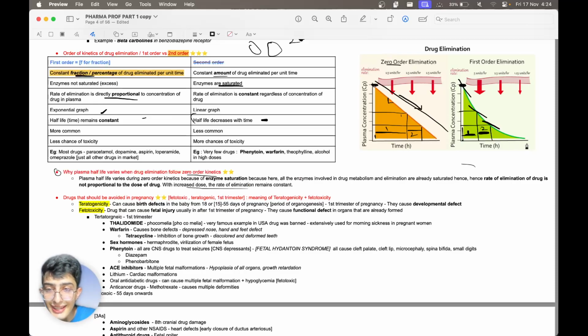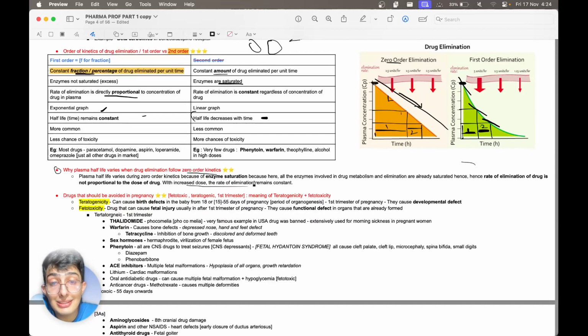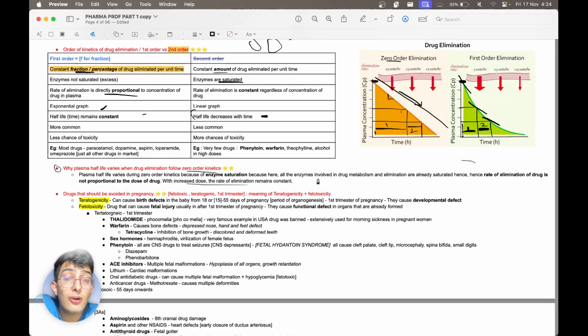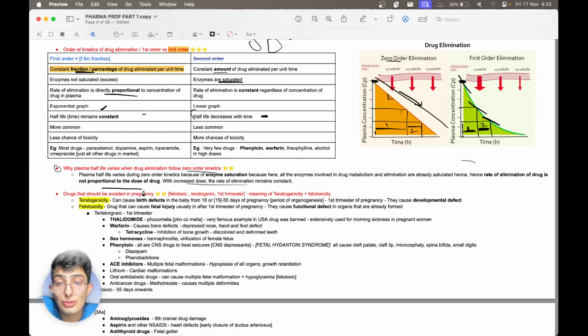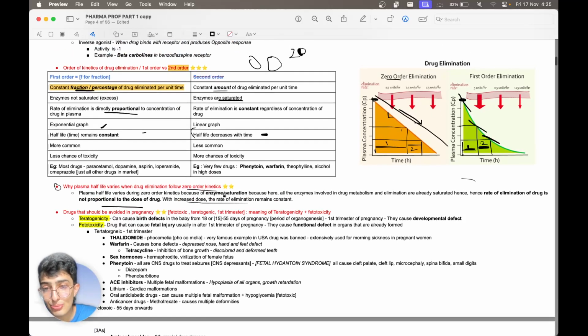So when you understand the concept, then you can answer it like this. My answer was: plasma half-life varies in zero order kinetics because of enzyme saturation. Here all the enzymes involved in the metabolism and elimination are already saturated. Hence the rate of elimination of a drug is not proportionate to the dose of the drug. With an increase in dose, the rate of elimination remains constant, and it follows the linear curve. That is why the plasma half-life is not constant. The plasma half-life actually decreases with the decrease in drug concentration, right? So if you understood this concept, you can answer prof questions like this.